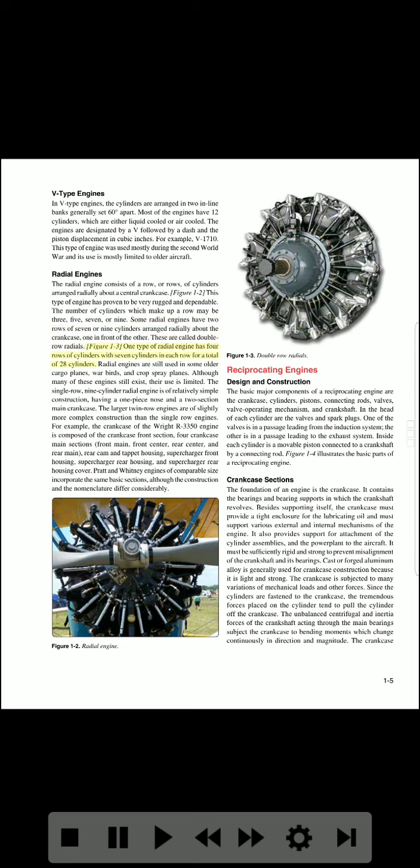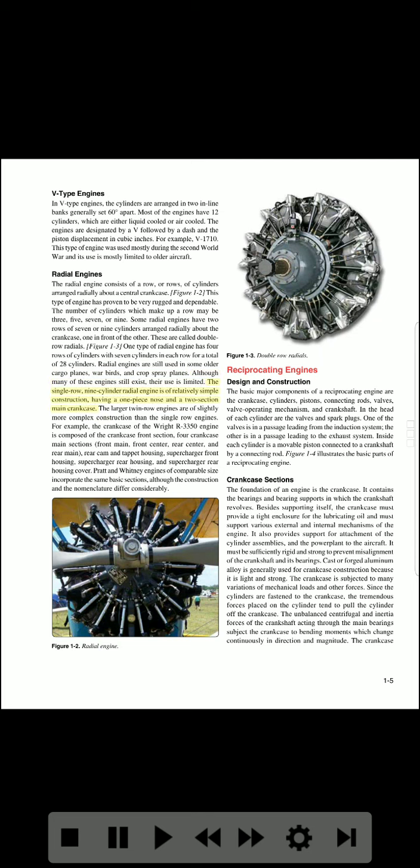Figure 1-3. One type of radial engine has 4 rows of cylinders with 7 cylinders in each row for a total of 28 cylinders. Radial engines are still used in some older cargo planes, warbirds, and crop spray planes. Although many of these engines still exist, their use is limited.